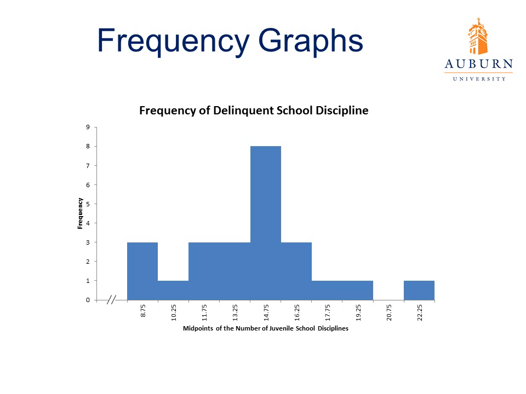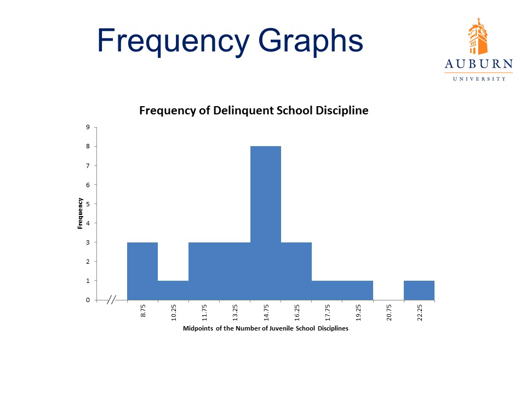All right, you want to give your histogram a title. The title should reflect both the x and the y-axis. In this case we have frequency on the y-axis, and delinquent school discipline on the x-axis, so we can say frequency of delinquent school discipline. Both the x and the y-axis should be represented in the title.